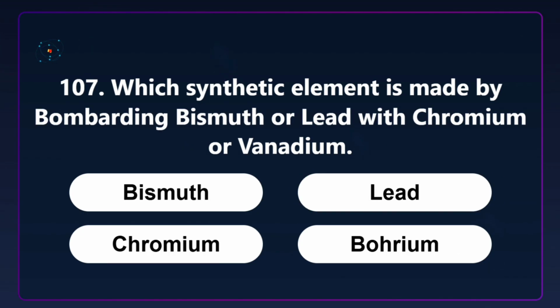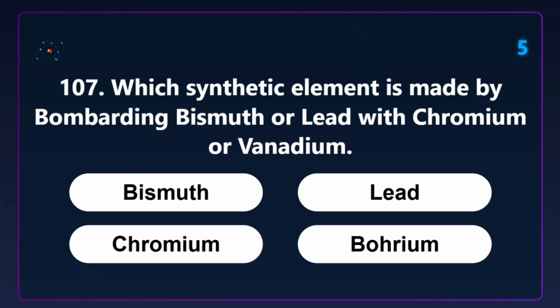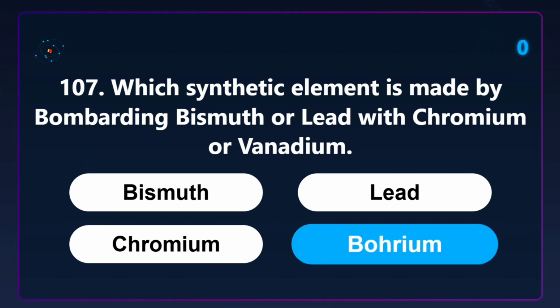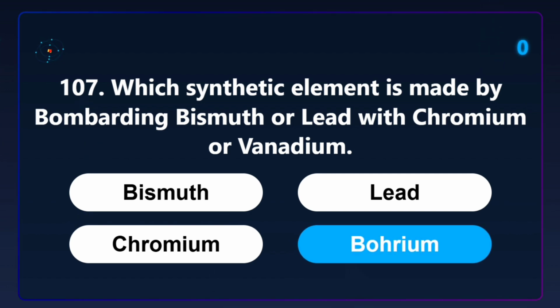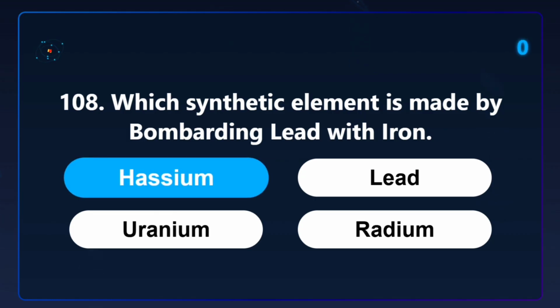Question 107. Which synthetic element is made by bombarding bismuth or lead with chromium or vanadium? The answer is bohrium. Question 108. Which synthetic element is made by bombarding lead with iron? The answer is hassium.